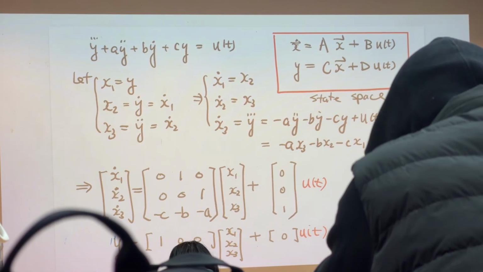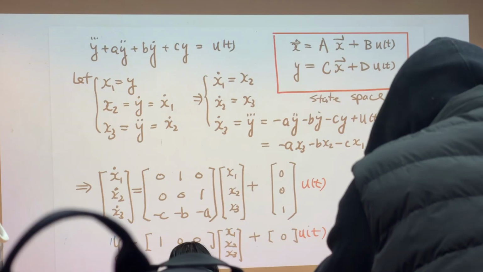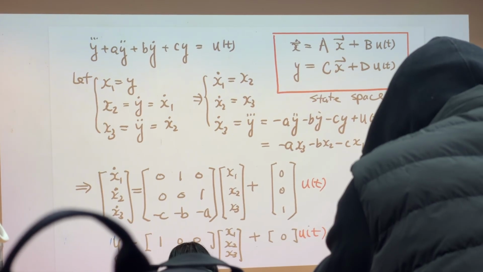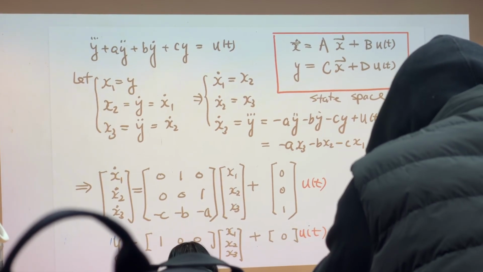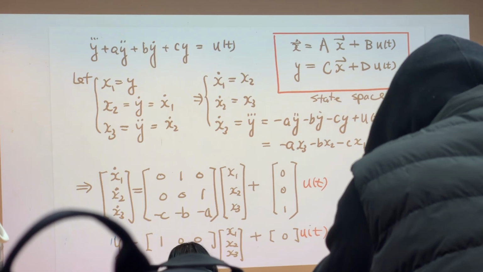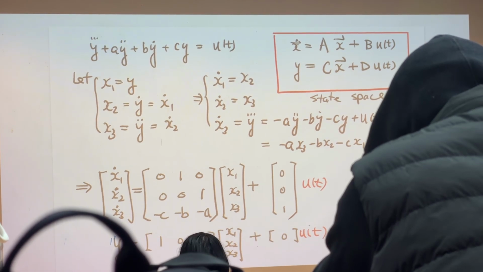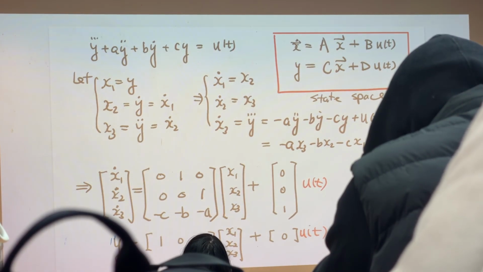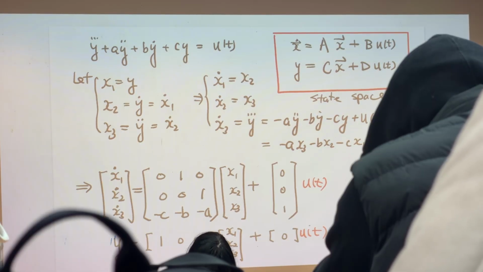But basically, this state space representation can deal with not only single input, single output, but is also useful for multi-input, multi-output problems. Sometimes single input, single output is called SISO, which means single input, single output. And MIMO means multiple input and multiple output.